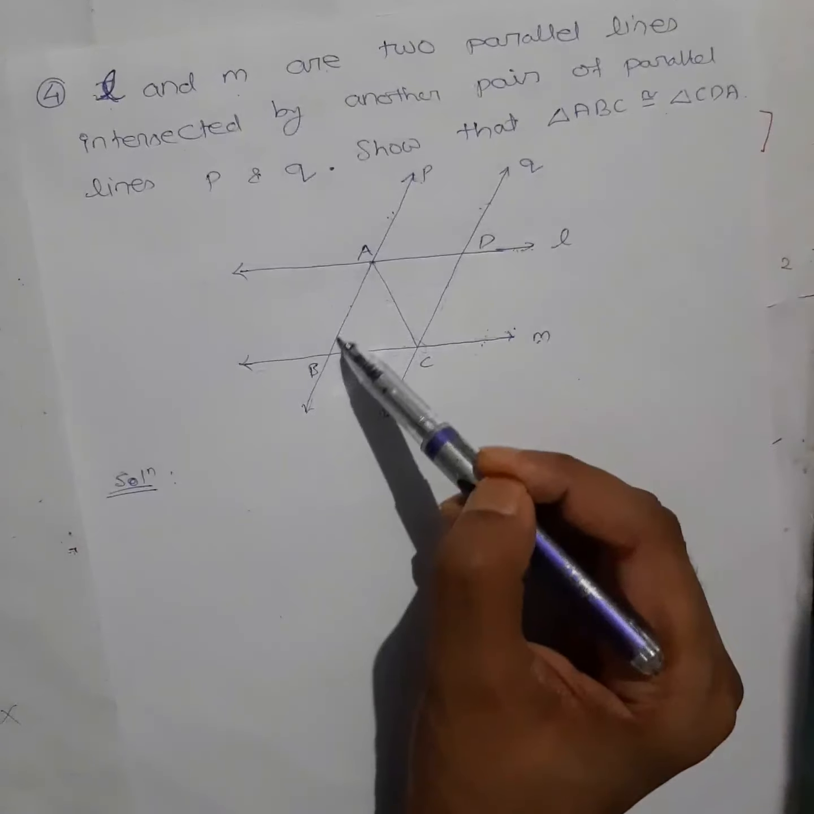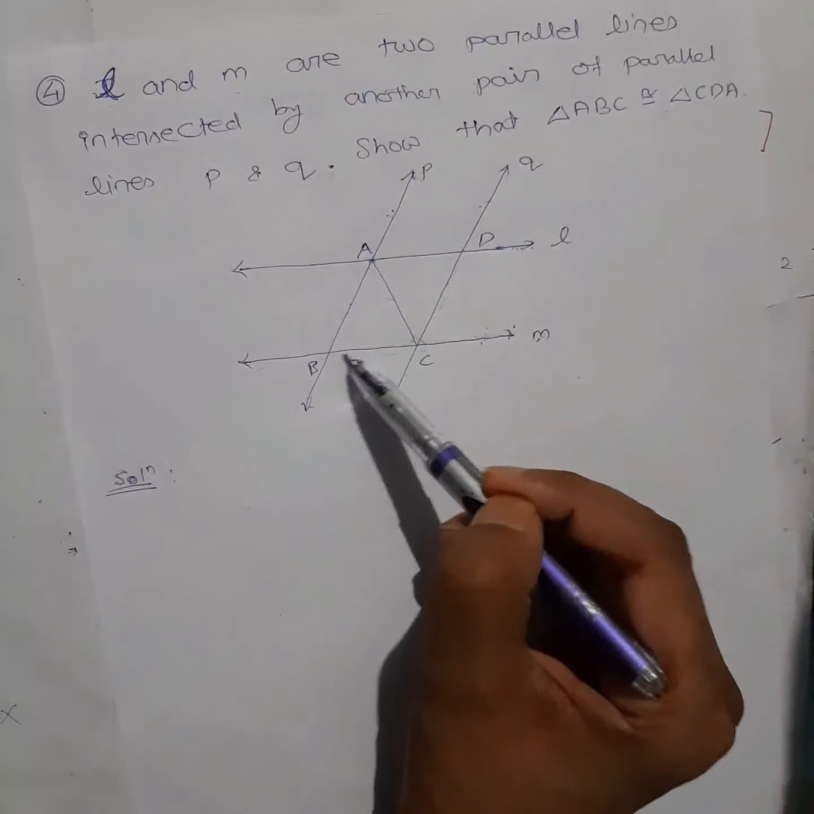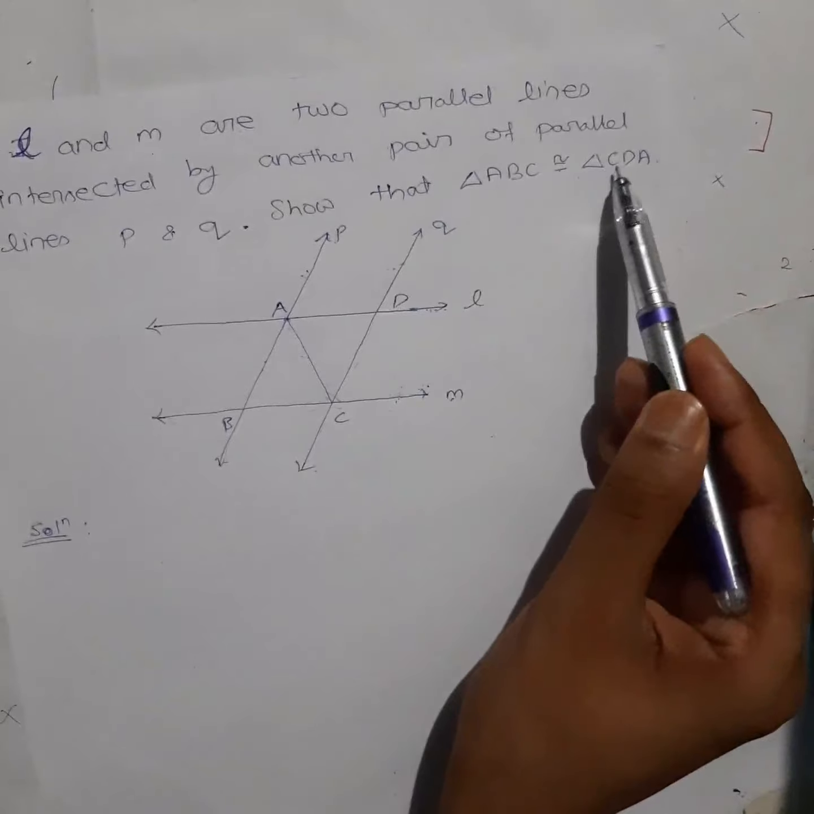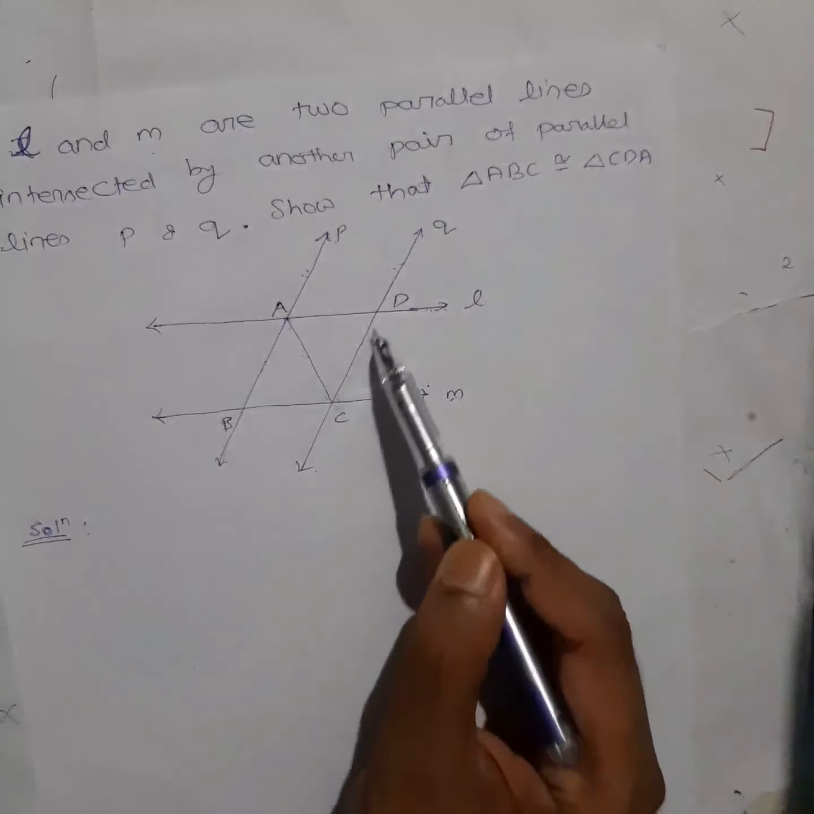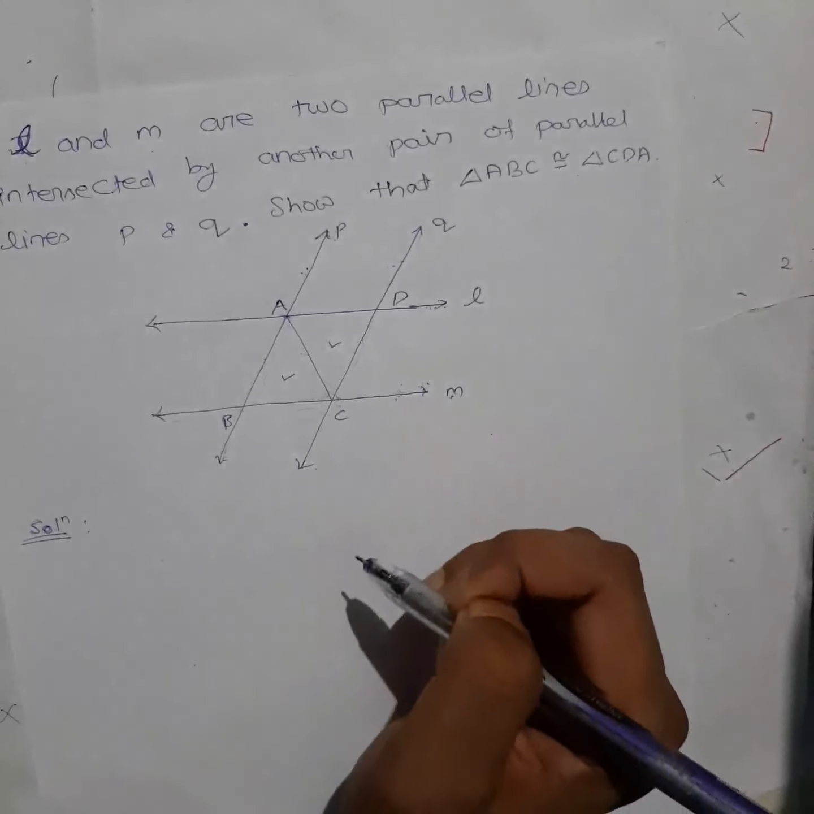Okay, anyway, what they have asked you is to show that triangle ABC, that is ABC, can you see this triangle? They have asked you to show that this triangle is congruent to triangle CDA. CDA means I have to show this triangle is congruent to this triangle.